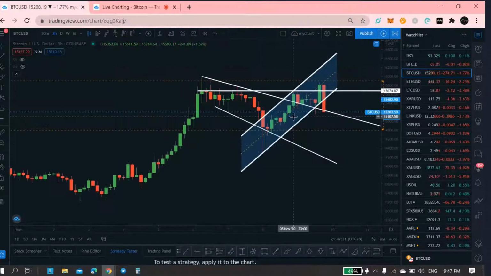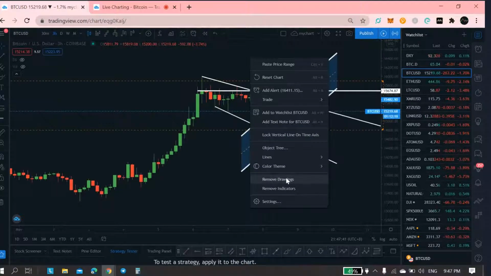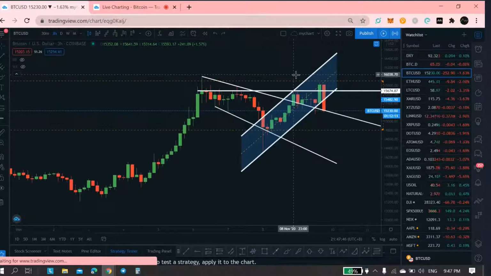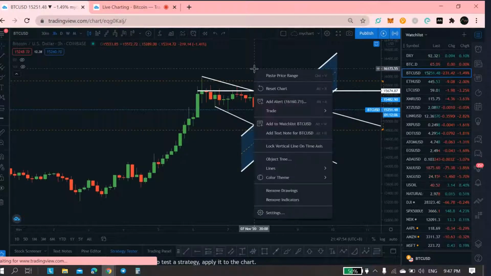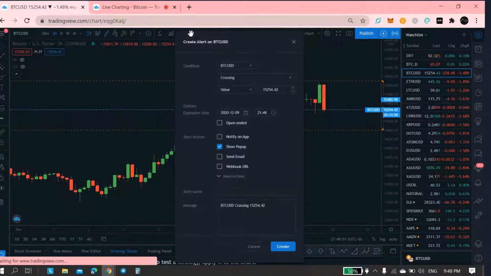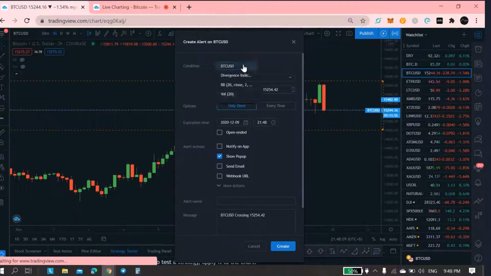Oh, but before that, let me show you how to add an alert here in TradingView. So let me just remove all the drawings. I hope it will not break this down. Okay, let's remove it first. So to add an alert, just click create alert, and then just choose what's the condition.